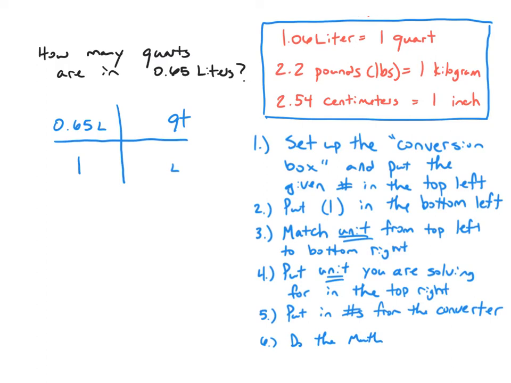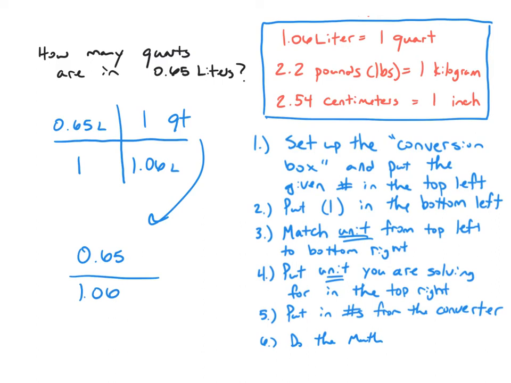Now step 5 says put the numbers from the converter in. So the 1.06 is next to the liters, and the liters are in the bottom. So I'm going to put 1.06 where the liters are. And I'm going to put 1 where the quart is. Now I'm going to do the math. I'm going to take top times top and do that down here. 0.65 times 1 is 0.65. Now 1 times 1.06 is 1.06.